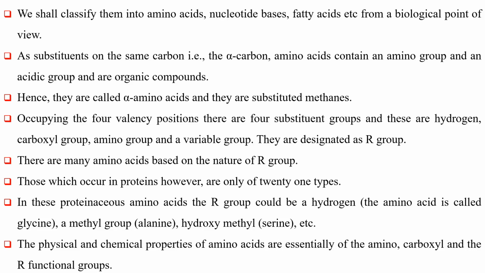There are many amino acids based on the nature of the R group. Those which occur in proteins, however, are only of 21 types. In these proteinaceous amino acids, the R group could be a hydrogen, a methyl group, hydroxymethyl, etc. The physical and chemical properties of amino acids are essentially of amino, carboxyl, and the R functional group.